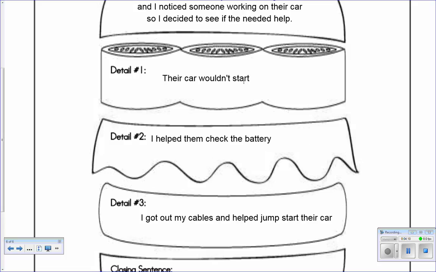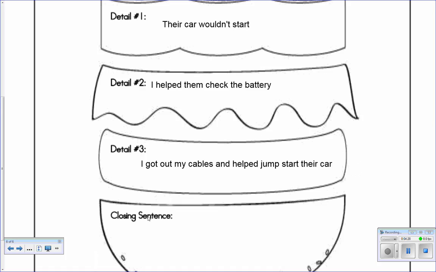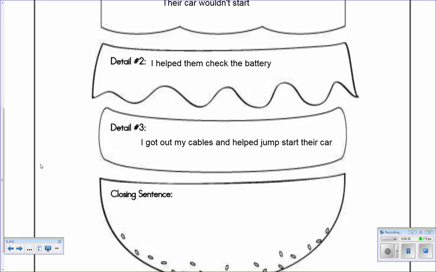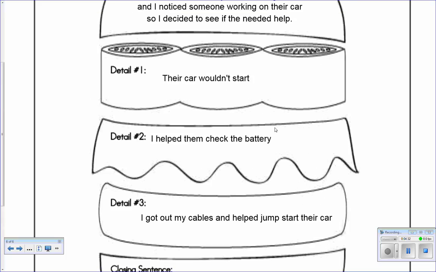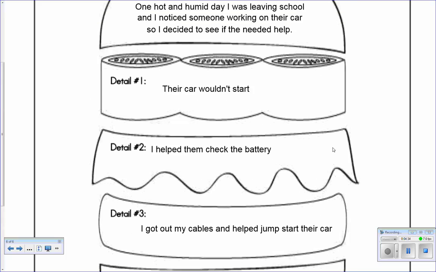Your 3 details should go in this order as well. Your first detail should be what happened first in the story. Your second detail should be what happened then. And then the last detail, the third detail, should be the end of the story. How did you actually solve the problem that the person was having? How did you help them? Do not worry about the closing sentence today. We're stopping with our 3 details of our story because we'll worry about those on Monday.